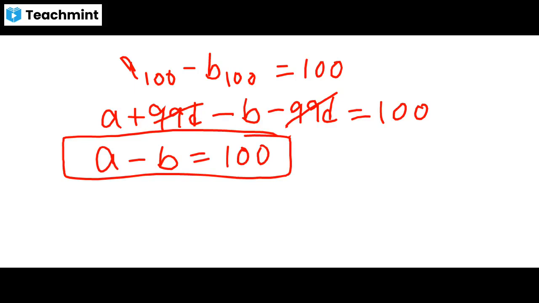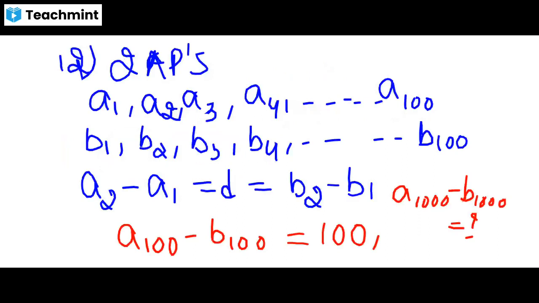Now if you observe here, if you take the difference between the first term and the first term of two APs, you are getting the difference as 100. If you take the difference of the 100th term also, you are getting 100 itself.